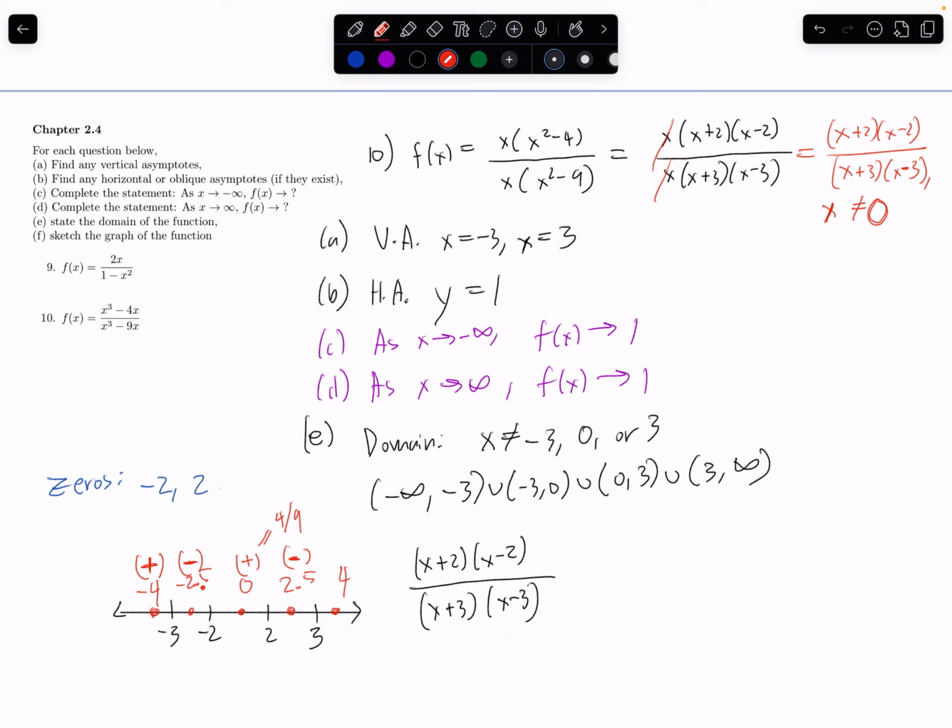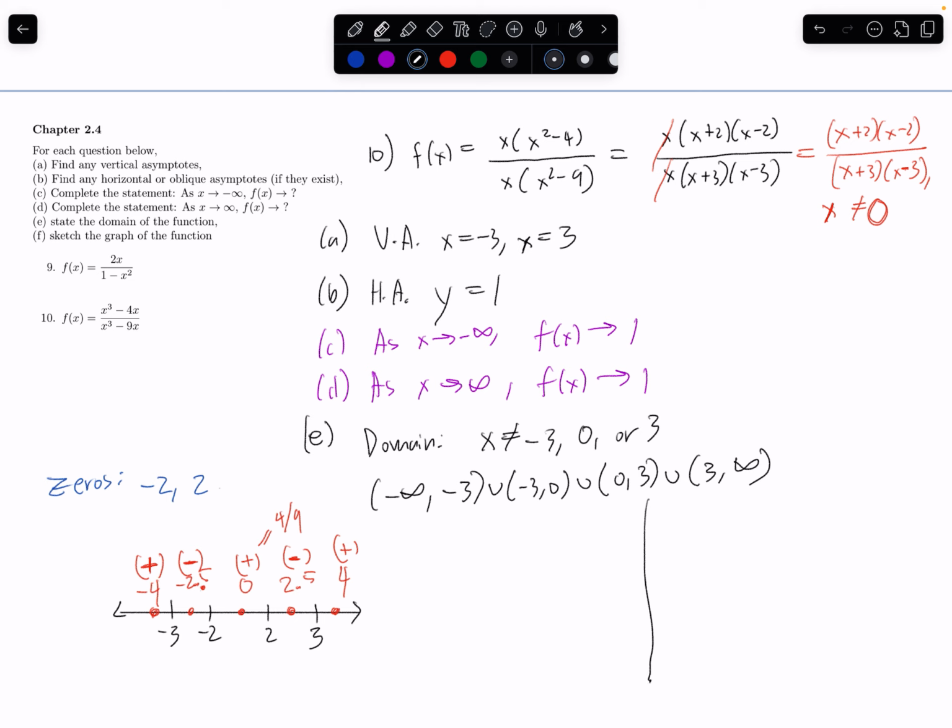So 4 plus 2, positive. 4 minus 2, positive. 4 plus 3, positive. 4 minus 3, positive. So overall, positive. So positive, negative, positive, negative, positive. We're just basically switching signs each spot, yeah? All right, we're ready to graph. Erase this expression now. Let's do the graph.